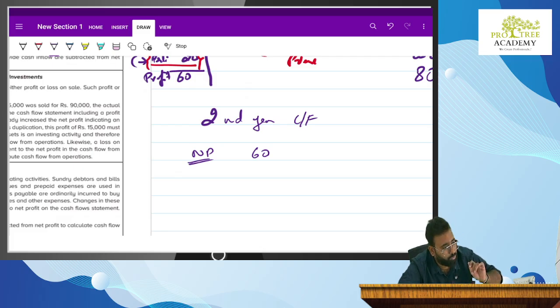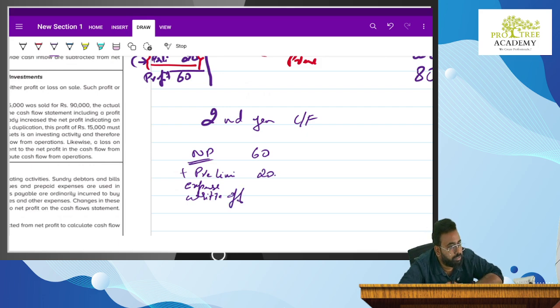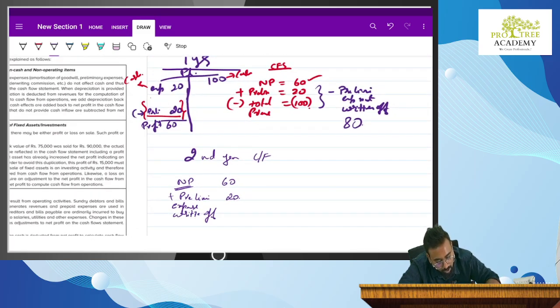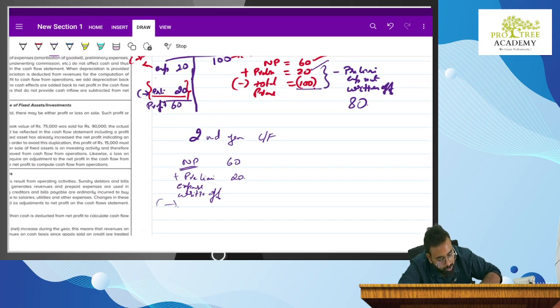Correct. But now tell me, preliminary expense of 20 has been debited to P&L. But is there a real cash outflow? The answer is no. Then why are you showing it? Add it back. Correct, sir? Here also we do the same, we add back. In the first year we reduced 100 because there was actual cash outflow. Here again I will not reduce 100 because there is no actual cash outflow, because the cash outflow has already taken place in the first year.